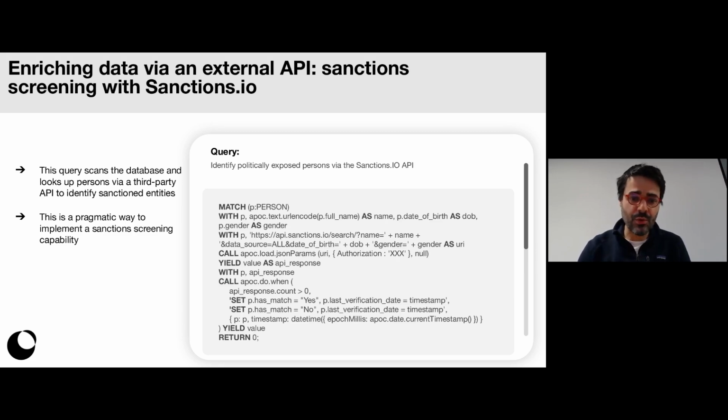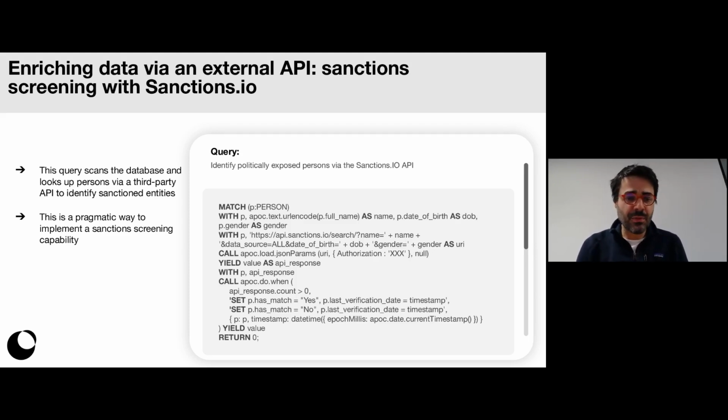So we can look at the query. Here we identify the persons. Here we pass a query to the sanctions.io API, and then there we see that when we have a match, we turn the asMatch property into yes and add a timestamp. And when we don't have a match, we just turn that asMatch property to no, and once again add a timestamp. And this approach of coding that external API is really a very pragmatic way to implement the sanctions scanning capability in Linkurious Enterprise.